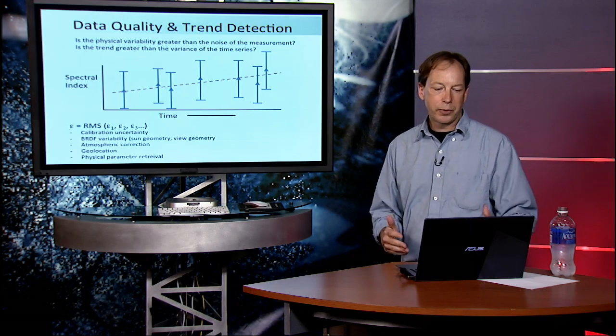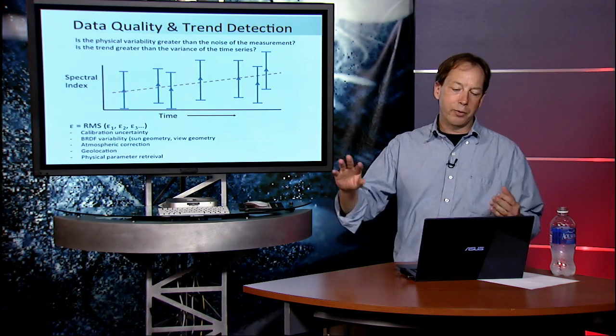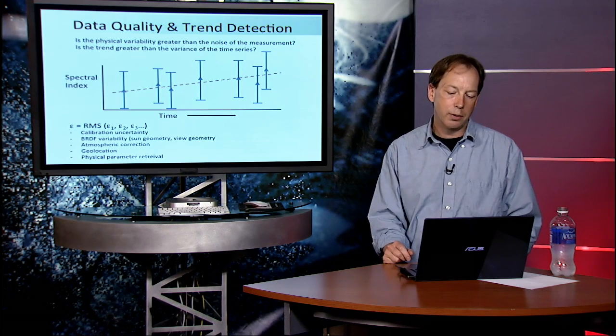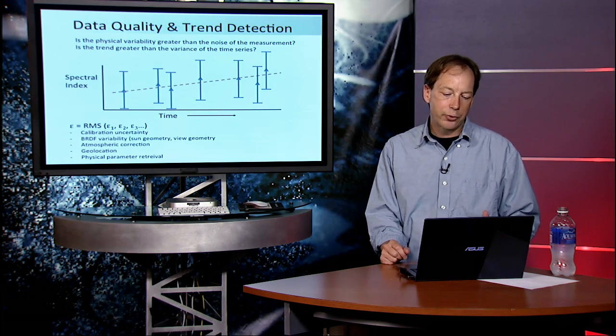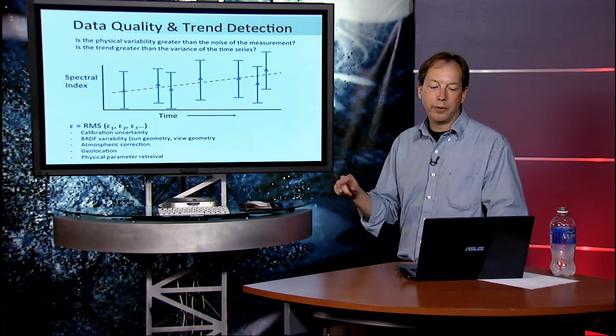And then, as I said before, the real question in terms of trying to detect climate-related trends, these are fairly subtle changes in vegetation properties. And so is the physical variability greater than the noise of the measurement? And is the trend greater than the variability in the time series itself?